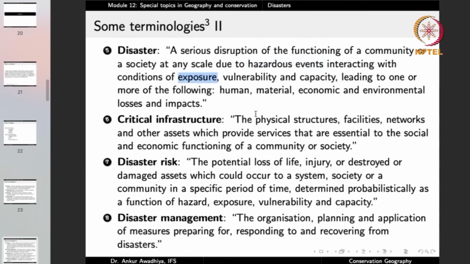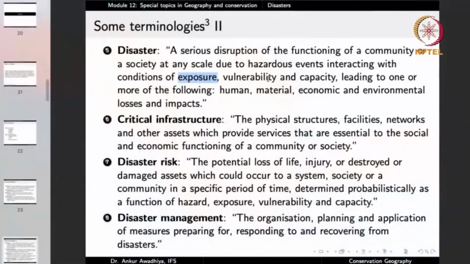Or we can reduce exposure. We can reduce exposure by, say, making laws that make it illegal to make a housing in the flood prone area. So we create those situations where people are not exposed to the flood. So even if a flood happens, there are no people who live in that area, so that would reduce the exposure. Or we can work at the level of vulnerability.